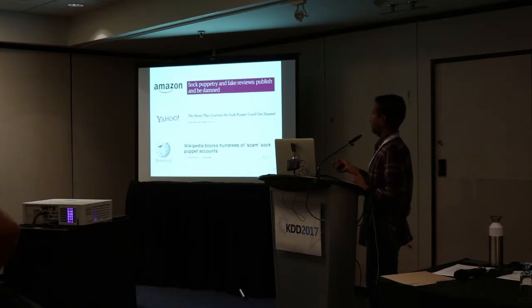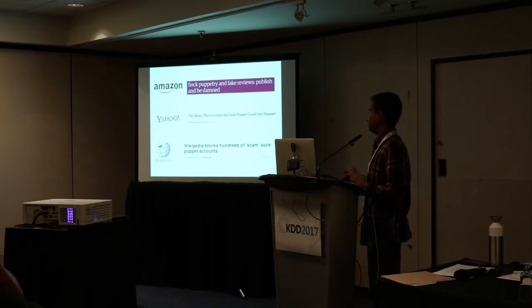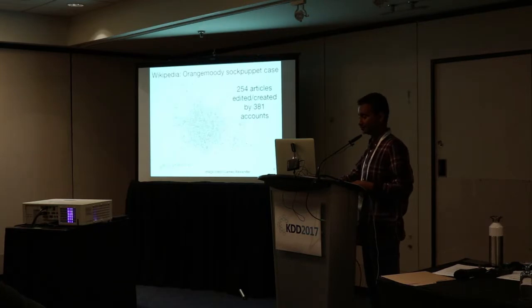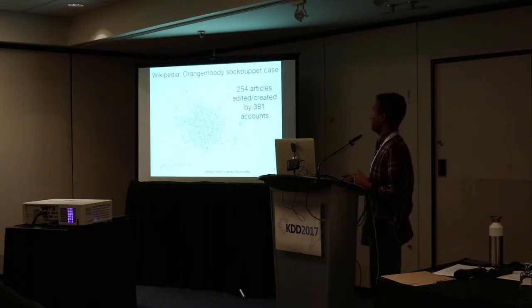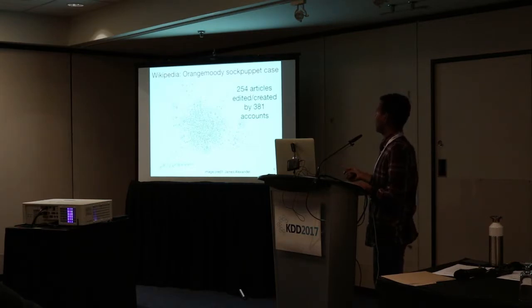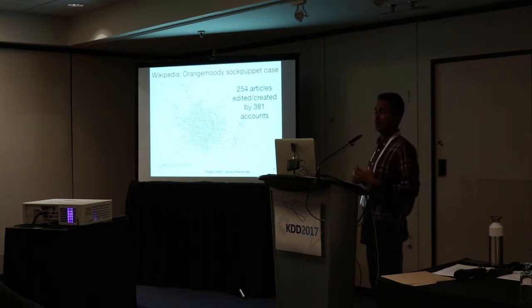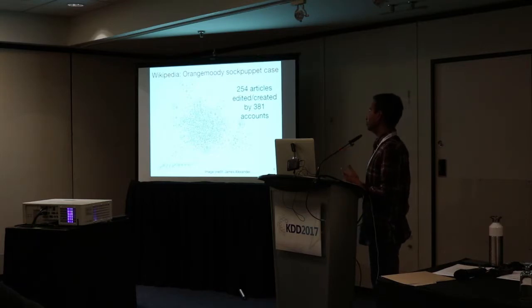On Amazon, sock puppets are used to create fake reviews. On Yahoo News, there was this particular web news, and on Wikipedia, sock puppets are created to create fake articles. The biggest case of Wikipedia sock puppetry was when about 400 fake accounts were created and operated by a single organization, and they edited and also created more than 250 articles.